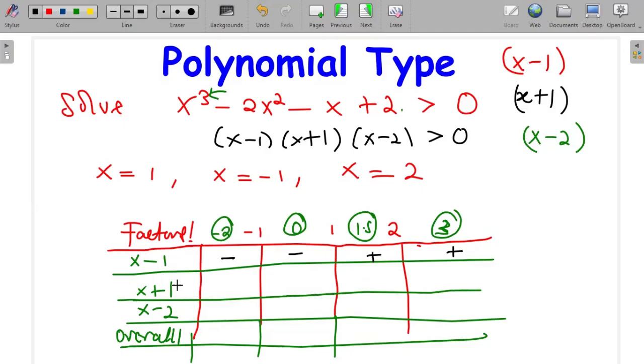Okay, if I put minus 2 here, it will be minus 2 plus 1, minus 1, so I get minus. If I put 0 there, I get positive. If I put a positive number there, I get positive. Even there, I put a positive number, positive.